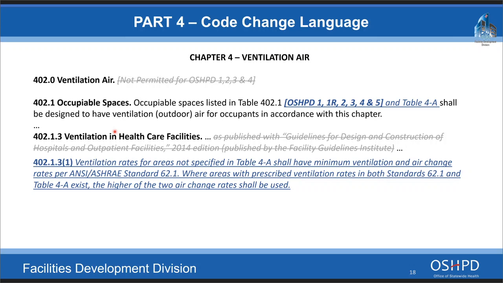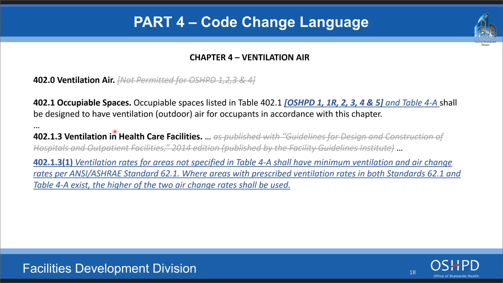So as you get into section 402, occupiable spaces, we say, it's occupiable spaces listed in table 402.1. That's model code, and that's for non-medical spaces. So we add also spaces in table 4A. Those will be ventilated per this code section. We make that clear here. So we removed the reference to FGI just to clean up the language.